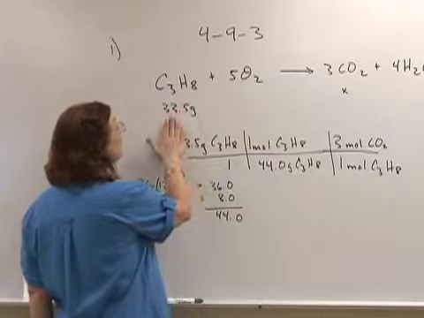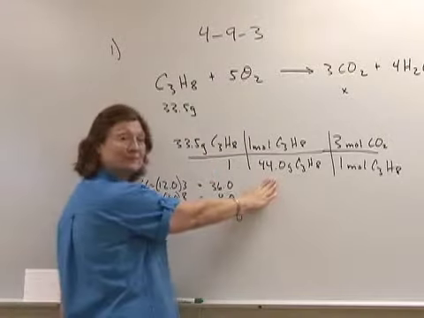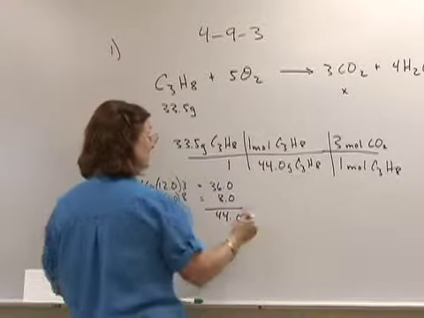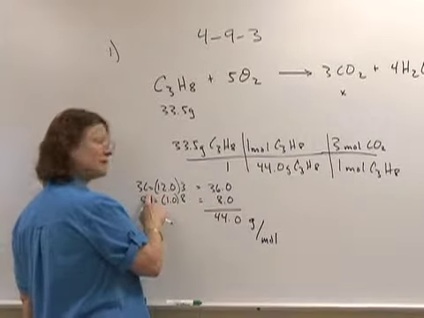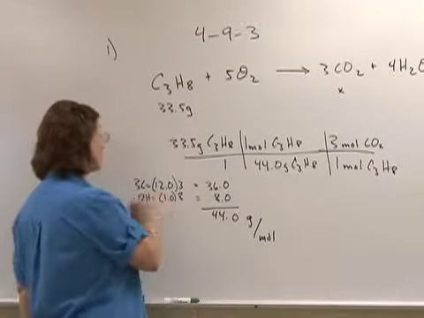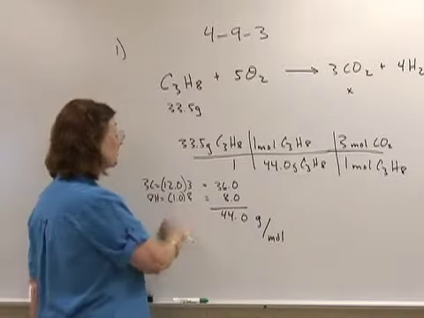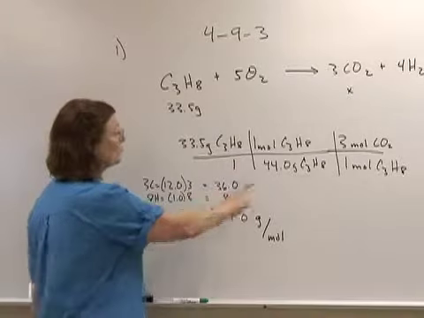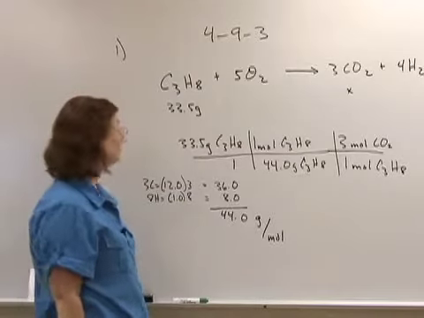I take the amount of the propane that I'm given and change it to moles. In order to do that, I need the atomic mass units, the grams per mole. Well, we have 3 carbons, and each carbon has a mass of 12.0, and 8 hydrogens, which have a mass of 1.0 each. Then I multiply them and add them up, and I get 44 grams of the propane for every 1 mole.